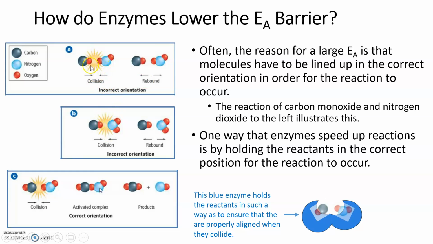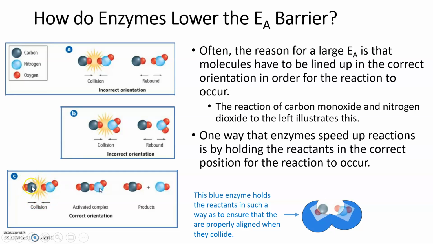Here are a couple of molecules colliding, and guess what? Nothing happens. They aren't lined up correctly. They go ahead and they flip around, they try it again, and guess what? They just rebound. The reaction does not occur. We started with a black dot and a red dot, and a blue dot and two red dots, and we ended with a black dot with a red dot and a blue dot with two red dots. We didn't have a reaction occur for this particular reaction.